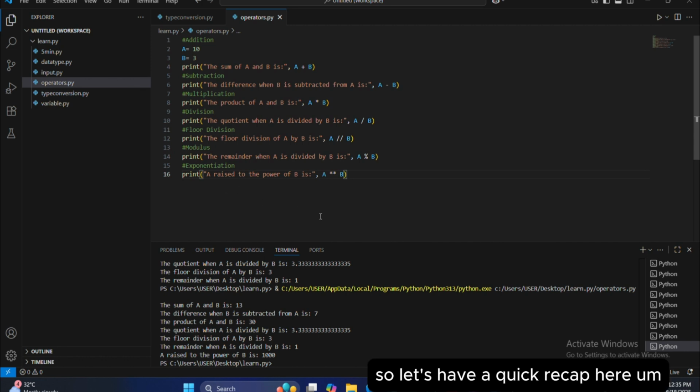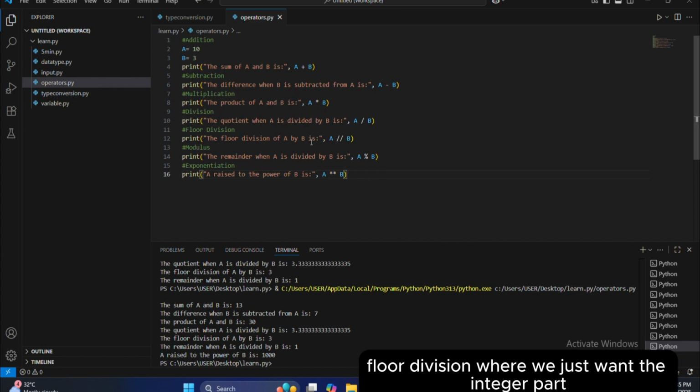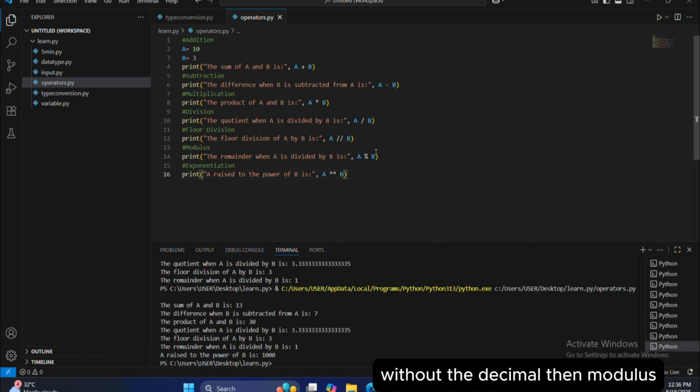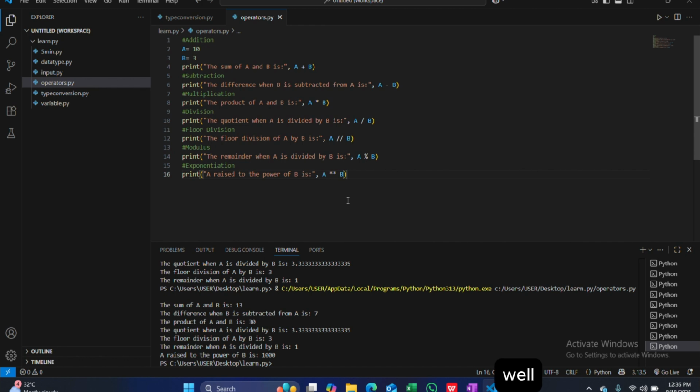Okay, so let's have a quick recap here. The first one is obviously addition, then subtraction, then multiplication, division, floor division, where we just want the integer part without the decimal, then modulus, the remainder we need to know, and exponentiation, when we have to use an exponent on any number. Well, these are the building blocks for all calculations in Python.